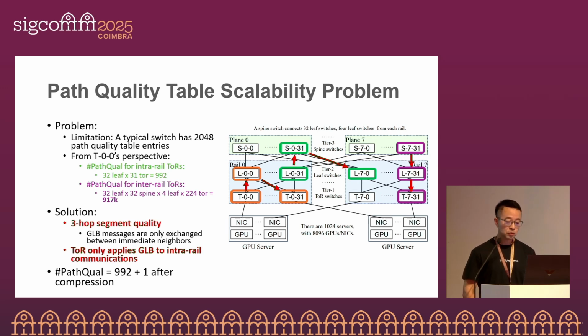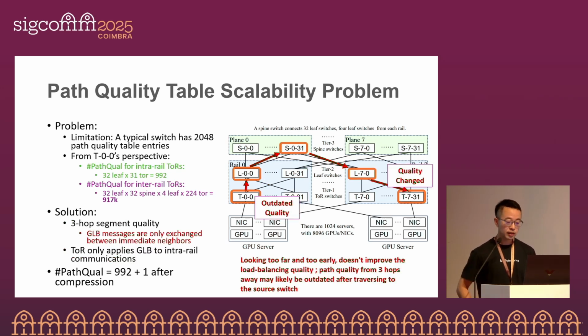So then we come up with 2 designs to compress the path qualities. The first solution is that from a switch perspective, it only cares about the path qualities within 3 hops. And the second solution is that a source TOR only cares about the path quality when the destination TOR is within the same rail. And our argument, or our intuition, is that looking too far and looking too early doesn't really help improve the load balancing quality, since the path quality from 4 hops away may very likely be outdated when traversing many hops to come to the source switch.